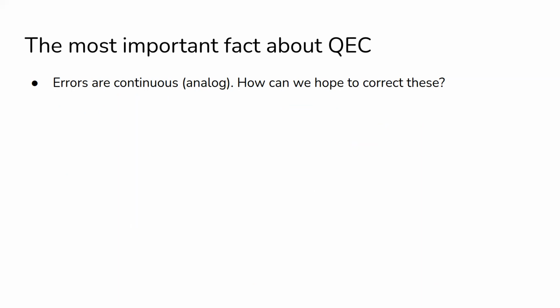So this is, in my opinion, the most important fact about error correction. I just said that anything that could be considered a gate can be considered an error. Gates can be continuous, so errors can be continuous or analog. So how can we hope to correct these?